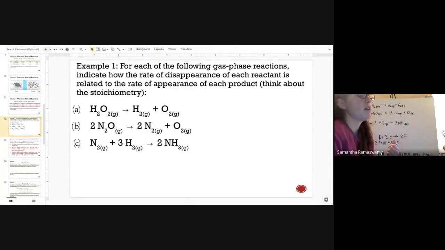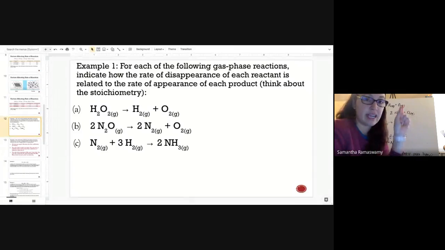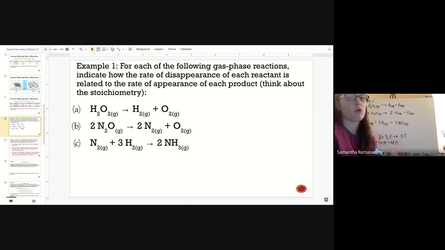Now you might notice that you see negatives in front, like in the video when we did negative 1 over A times the rate of A. That negative was to make sure that the rate you were expressing was always positive. So the numeric value for any rate will always be positive. But just remember that reactants always disappear, products always appear.